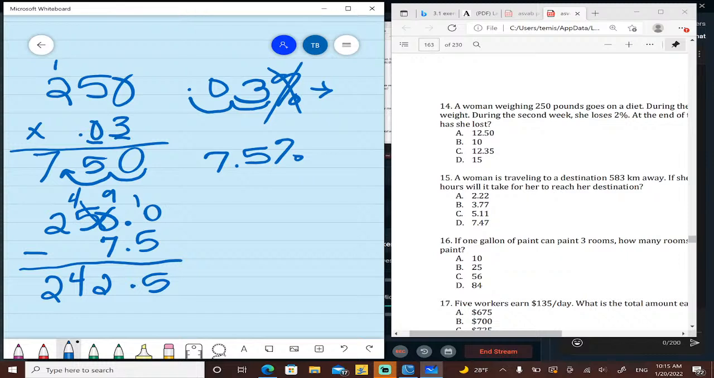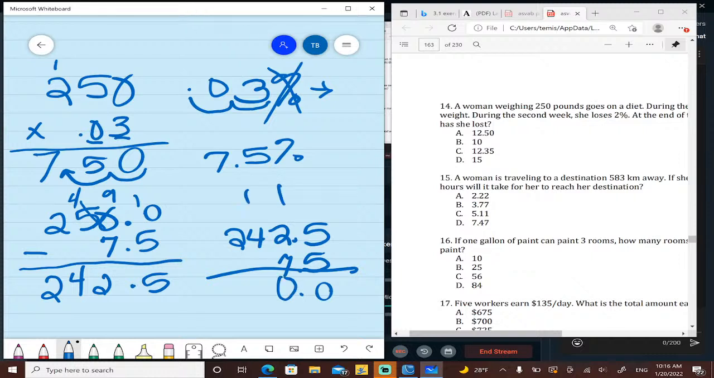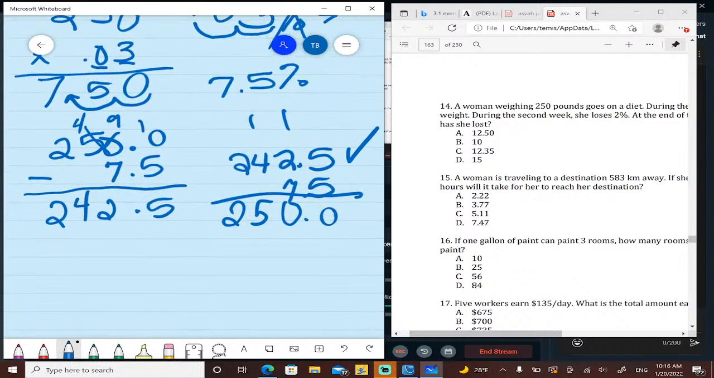Now, if you're not sure if you did your borrowing correctly, because most people haven't had to do that type of borrowing since they were in school, and that might have been a while for some people. So we'll just take that 242.5 and we'll add 7.5 back to it and see if we get to 250. So 5 and 5 is 10. 7 plus 2 plus 1 is 10. 4 and 1 is 5. And 2 and nothing is 2. So we got back to that. So that checks.